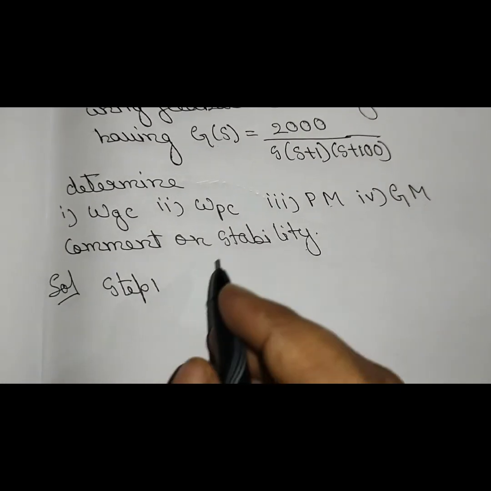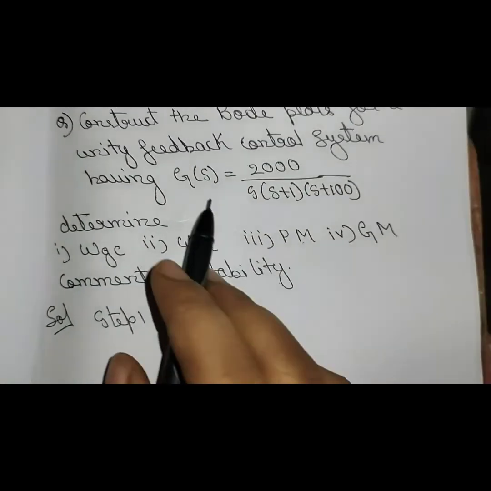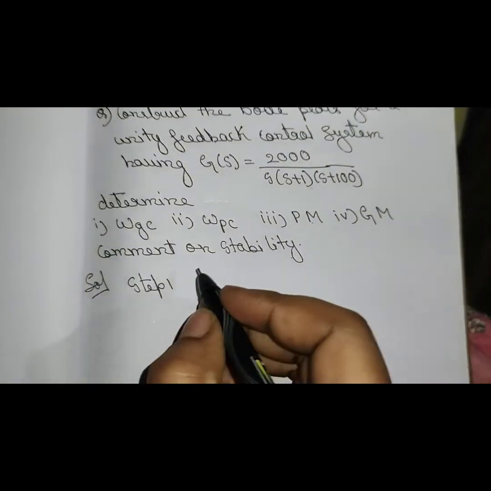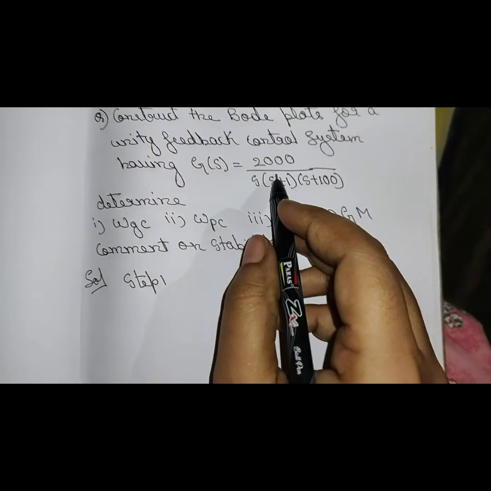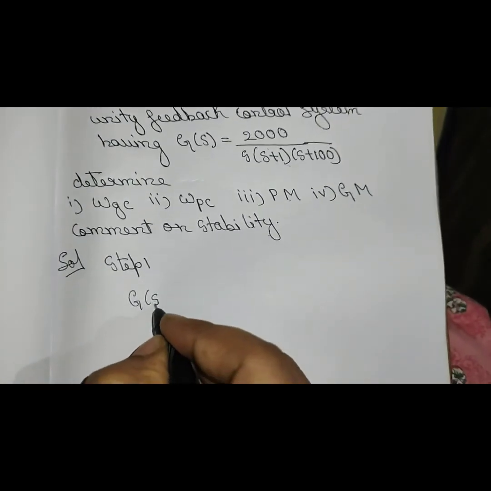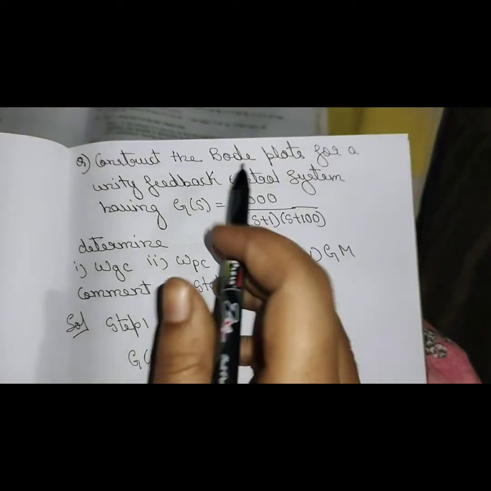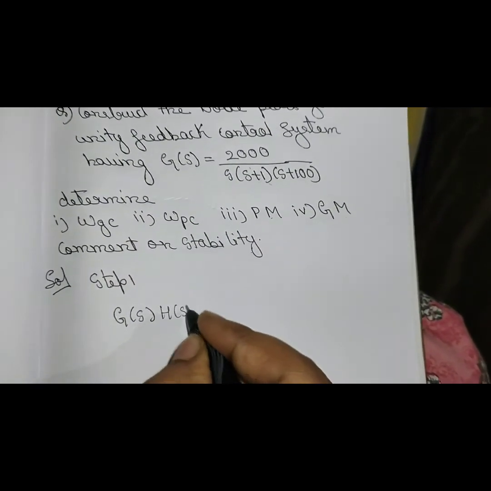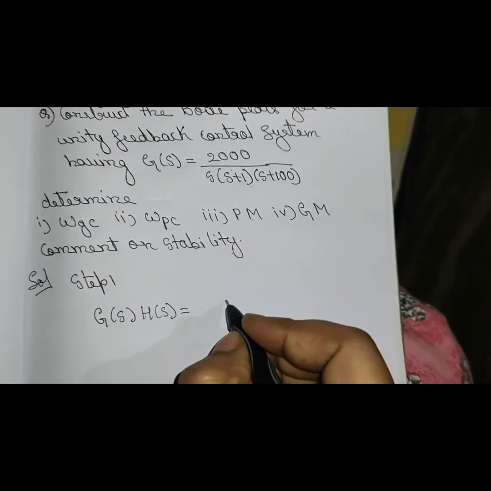So we need to convert into a standard form. Okay, this we need to convert into a standard form. So step 1, we need to convert into a standard form. So G(s)H(s) is a unity feedback. They have given unity feedback. H(s) value is 1.